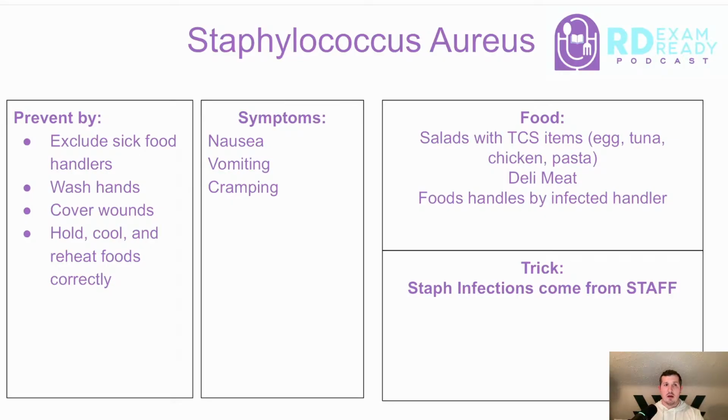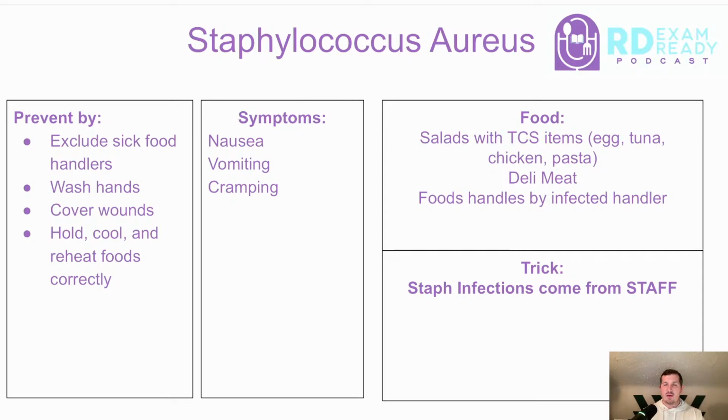Wash hands and cover wounds. So if they have wounds on their hand, make sure that those are covered, because that's where the staph infection lives. It can live in my nose, my mouth, my wounds, my hair. And if you cool and reheat foods correctly, you can usually prevent Staphylococcus aureus from developing. The biggest thing is really that it gets transferred from food handlers. The symptoms of this would be nausea, vomiting, and cramping. Those would be our big three.